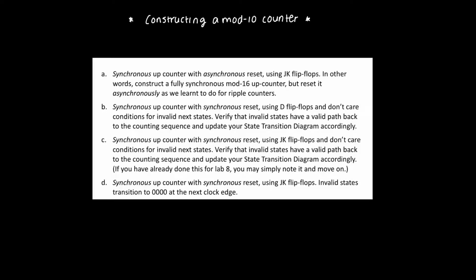Okay, what's the next thing that I'm going to look at? Let's do B. So we've done A, I'm going to do B. B is a fully synchronous mod-10 up counter, but it's using D flip-flops and don't care conditions for invalid next states. And I'm asked here to verify that all my invalid states have a valid path back to the counting sequence. So let's do it.